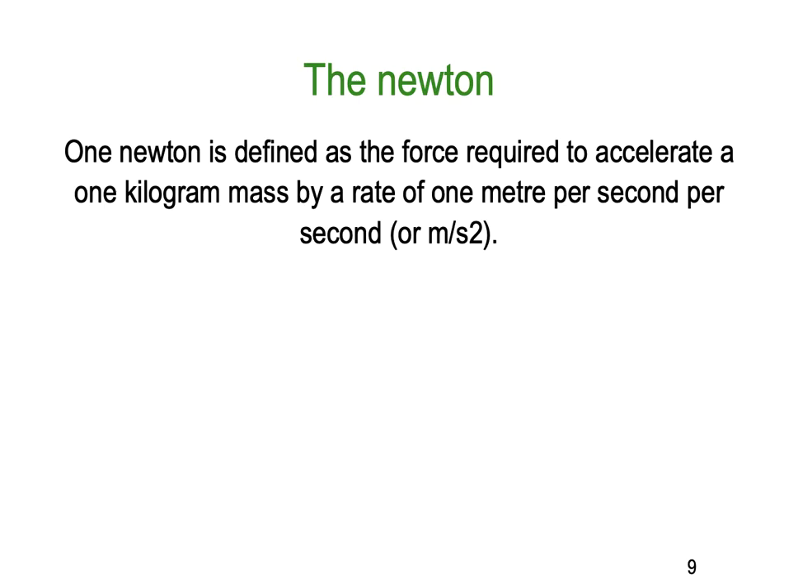What's a newton? So 1 newton is defined as the force required to accelerate a 1 kilogram mass by a rate of 1 meter per second per second. So our little nail that we saw in the timber, the amount of newtons depends on the mass of the nail and its acceleration through the piece of timber.